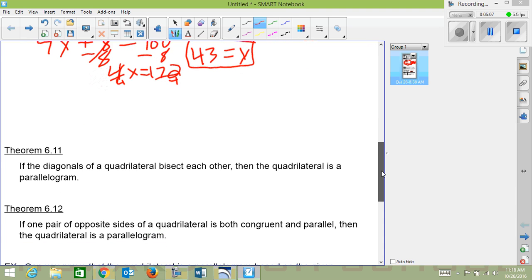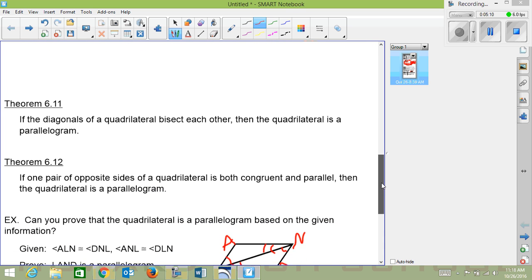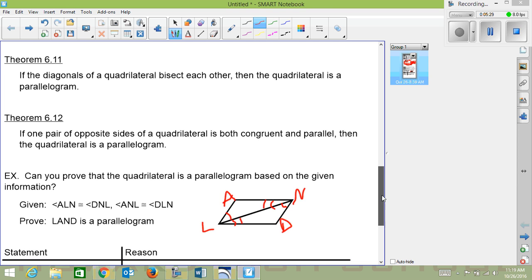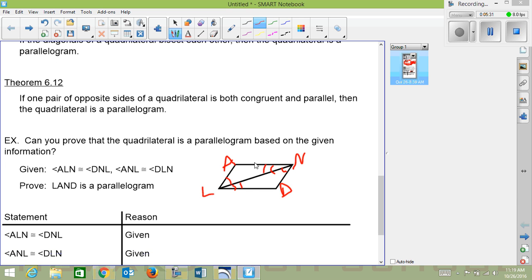Theorem 6.11: if the diagonals of a quadrilateral bisect each other, so cut each other in half, then the quadrilateral is a parallelogram. Theorem 6.12: if one pair of opposite sides of a quadrilateral is both congruent and parallel, then the quadrilateral is a parallelogram. So basically they're saying if you can prove that one set here is parallel and congruent, the other side is going to have to be. If they're both parallel and congruent, there's no other choice but for the other ones to be parallel and congruent.